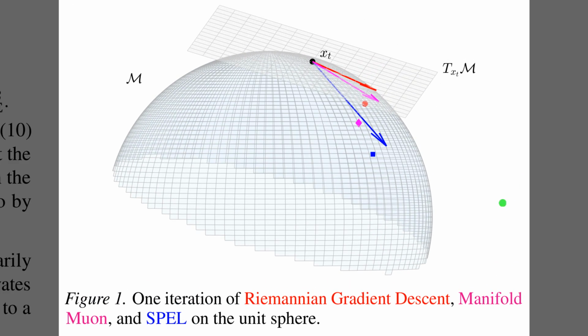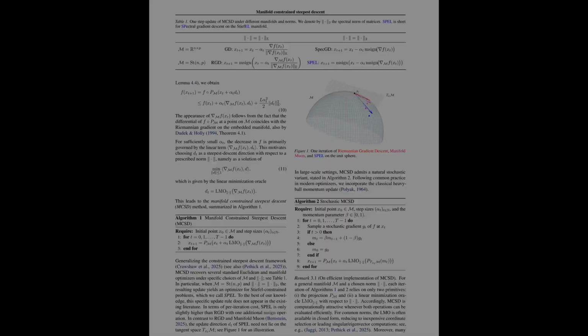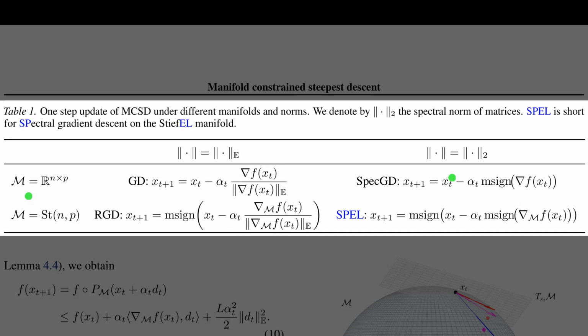To visualize the geometric difference, Figure 1 compares a single update step on a simple spherical manifold. At the current point xt, the flat grid represents the tangent plane where standard methods usually operate. For instance, the red arrow shows Riemannian gradient descent moving strictly along this surface. In contrast, the blue arrow represents the new SPEL method. Notice how it isn't confined to that tangent plane. Instead, it cuts directly through the ambient space to find a steeper descent path, which is then projected back onto the sphere.